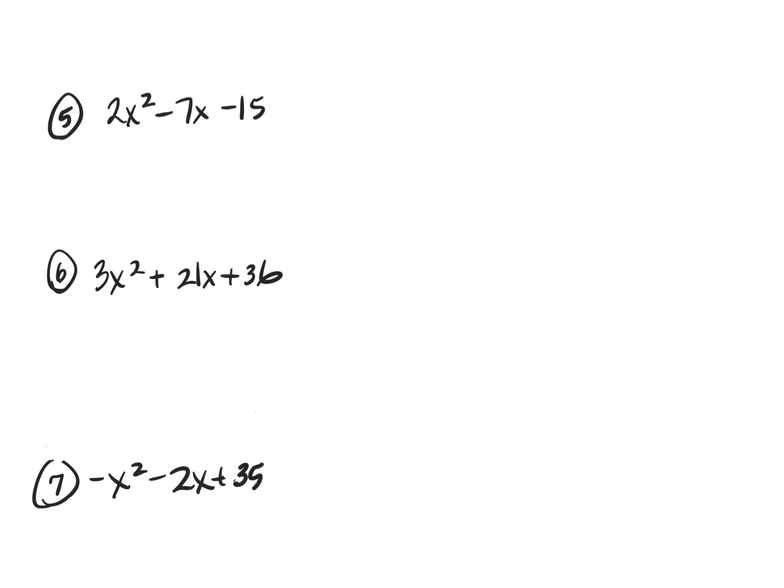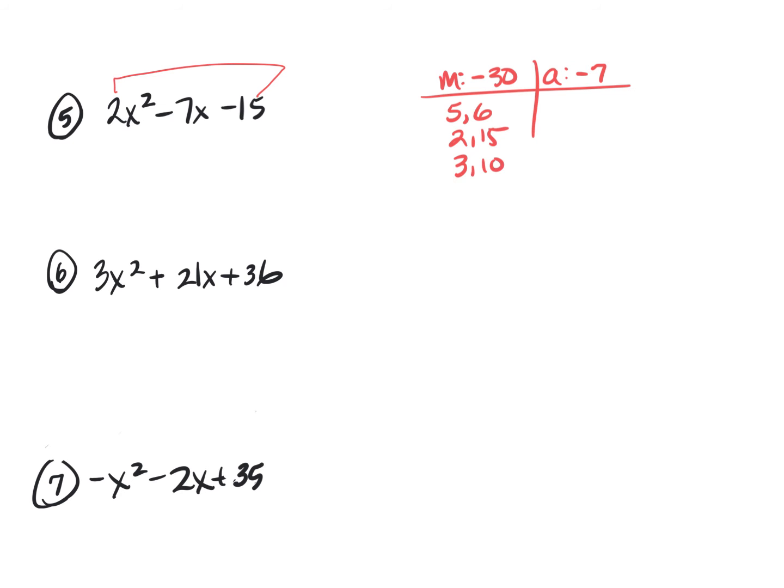All right, let's look at number 5. We're going to start the same way. We're going to multiply those two numbers together. So 2 times negative 15 is going to give me negative 30. So this is the number I'm multiplying to, and the number I'm adding to get is negative 7. So let's brainstorm factors of 30. The first thing that comes to mind is 5 and 6. And what? 2 and 15, 3 and 10.